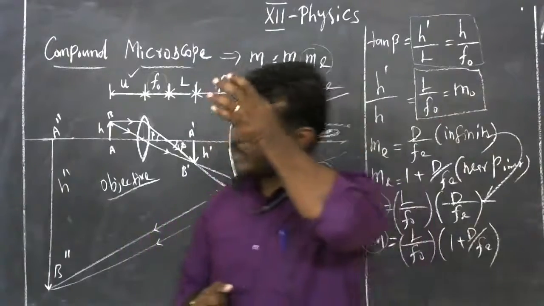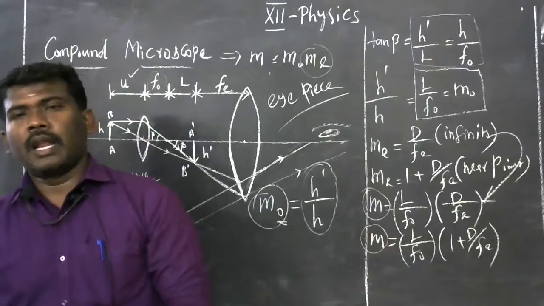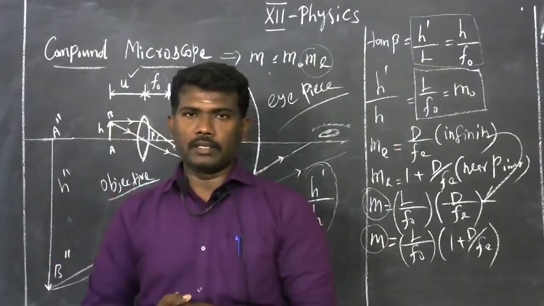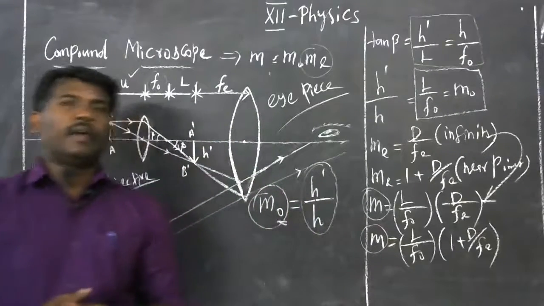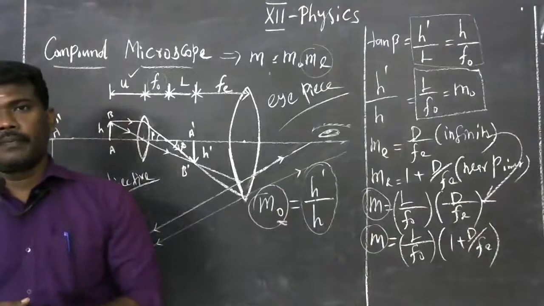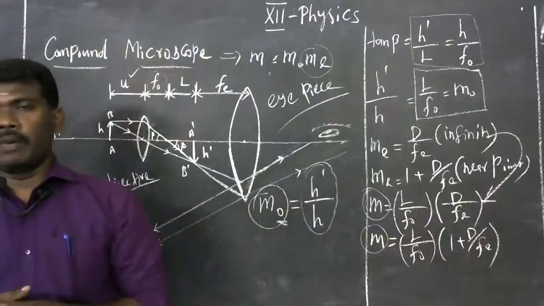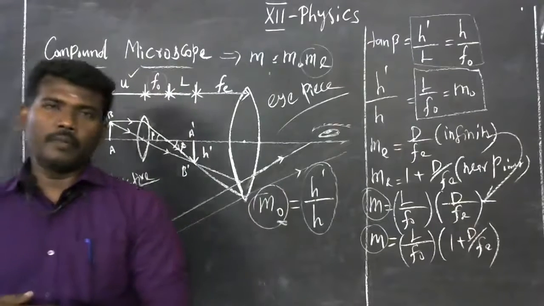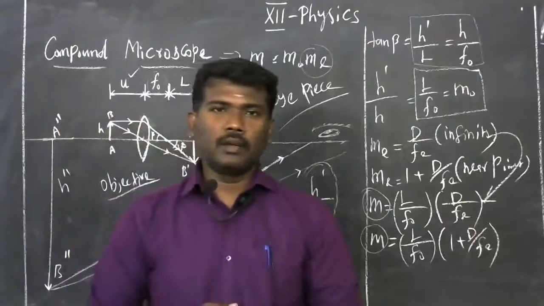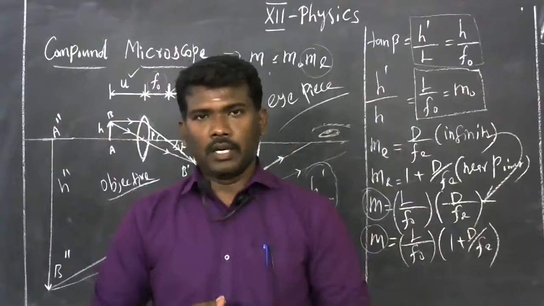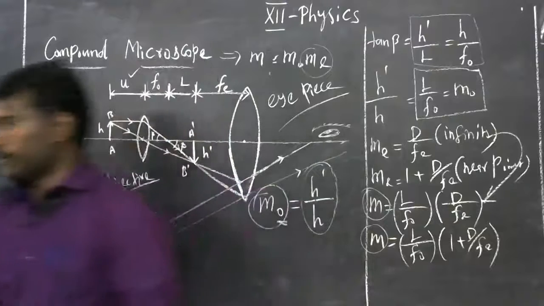And the terrestrial telescope is also used to see objects at a longer distance, but on the Earth's surface. The astronomical telescope is used to see objects at a longer distance in the atmosphere, but the terrestrial telescope is used to see objects at a longer distance on the Earth's surface. Now we are going to see the working of the astronomical telescope.